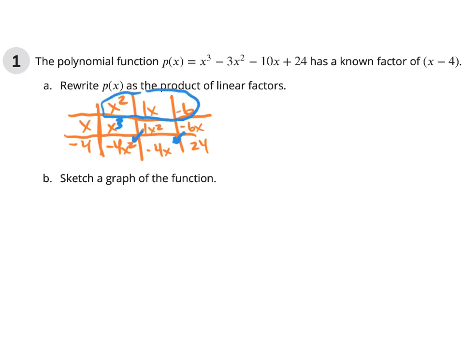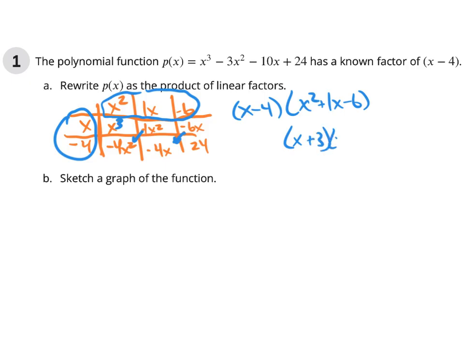So now, I have x minus 4. That's the factor we were given, which goes right there. And then x squared plus 1x minus 6. The numbers that multiply to 6 are 1 and 6, and 3 and 2. 3 and 2 have a difference of 1. So that lets me know that x plus 3 and x minus 2 are my factors.